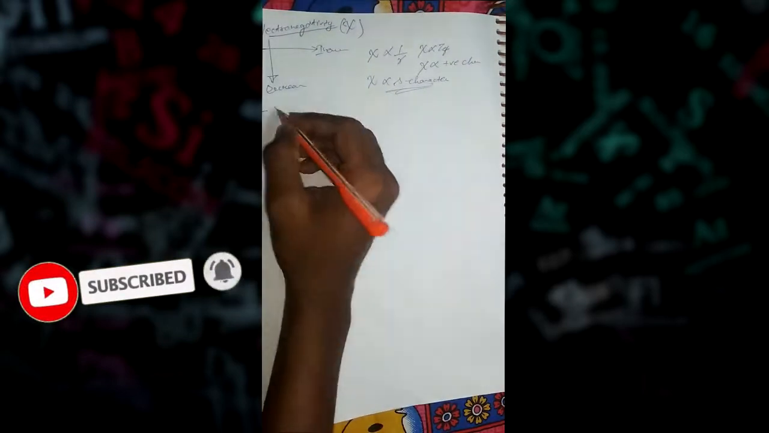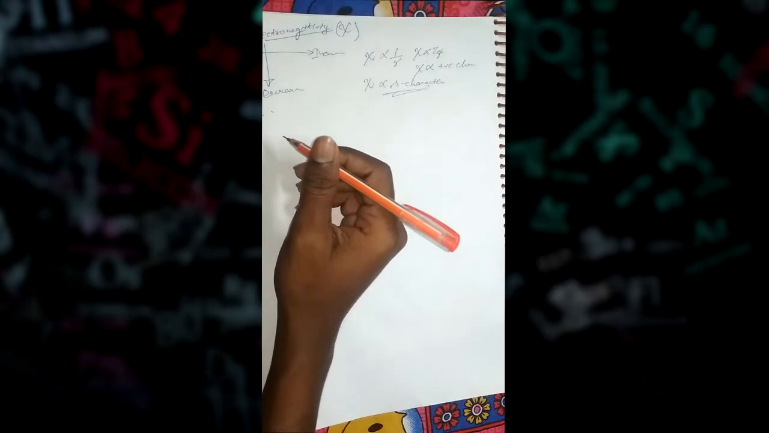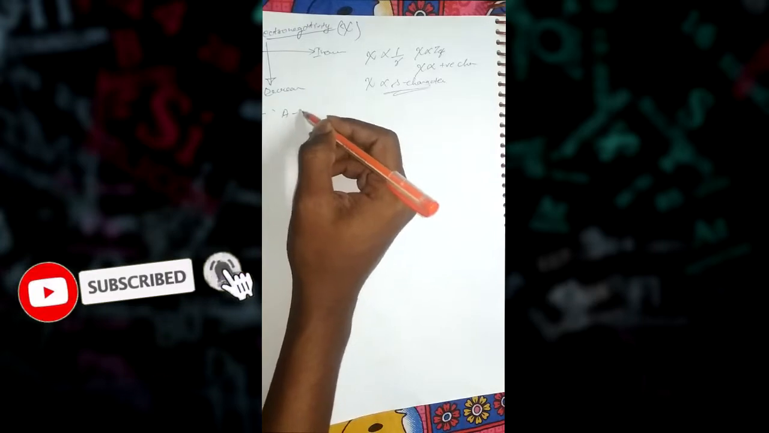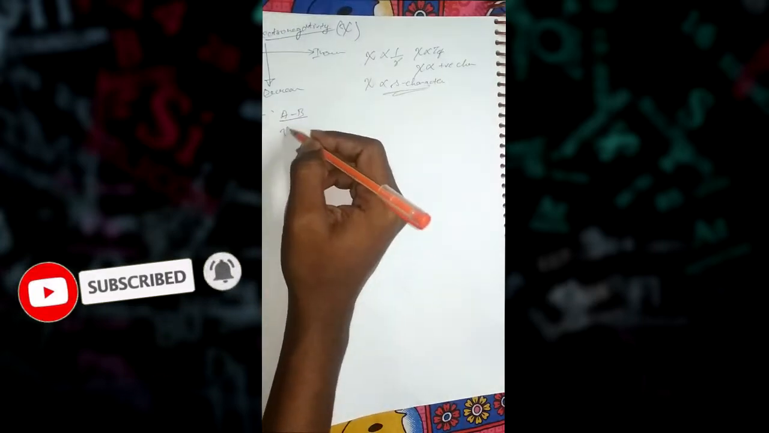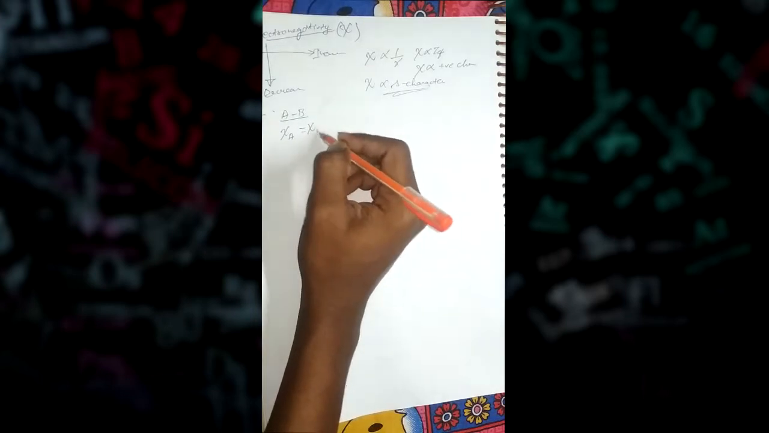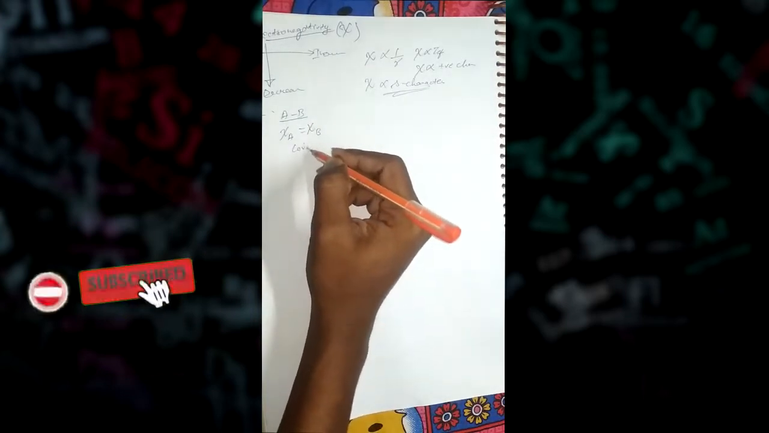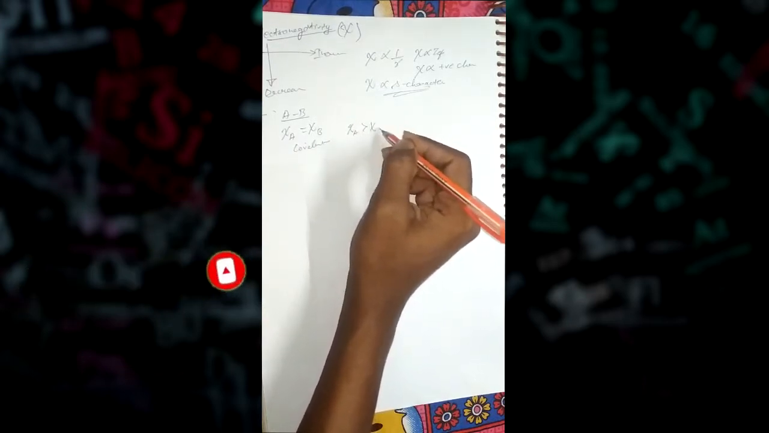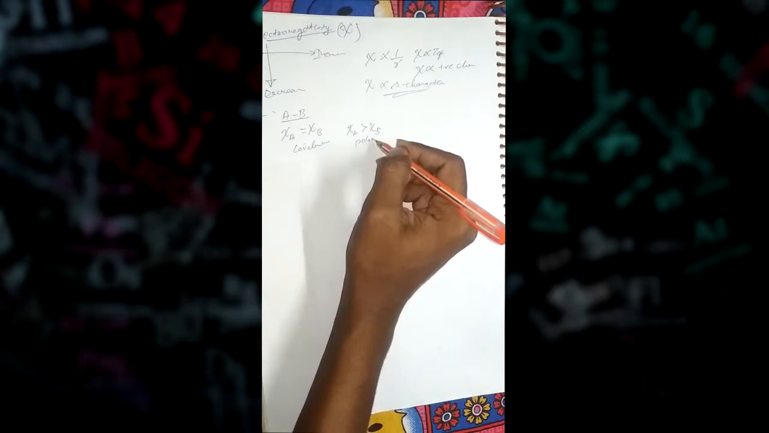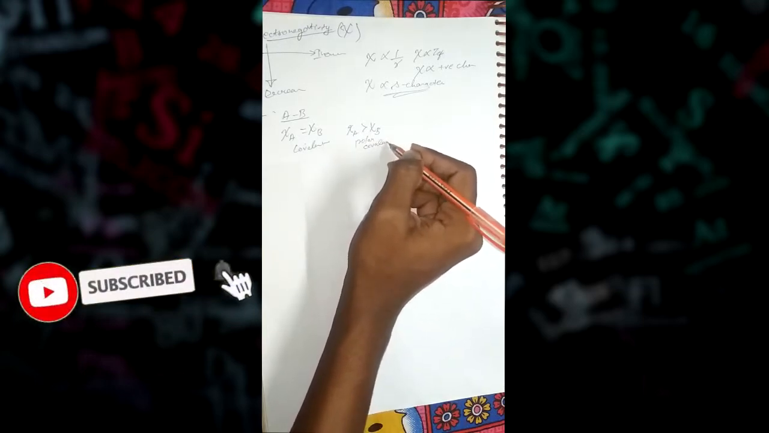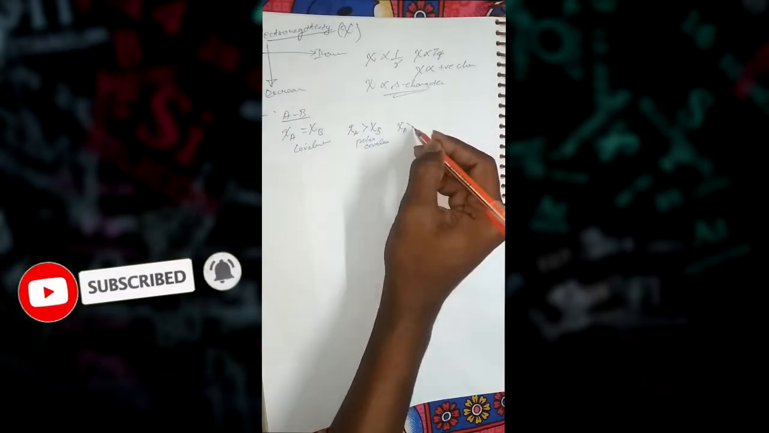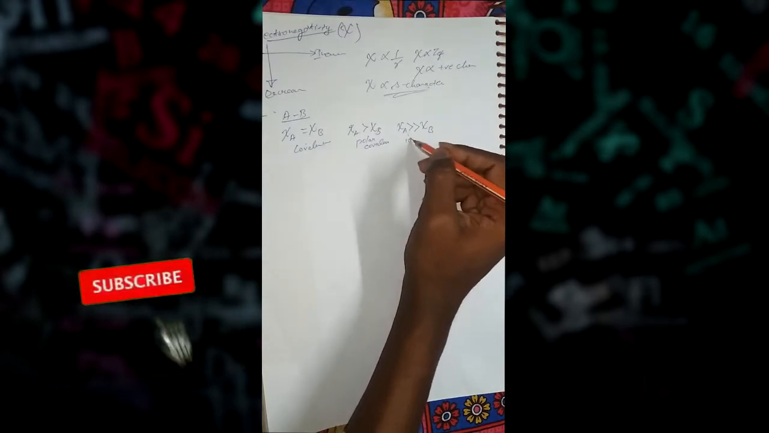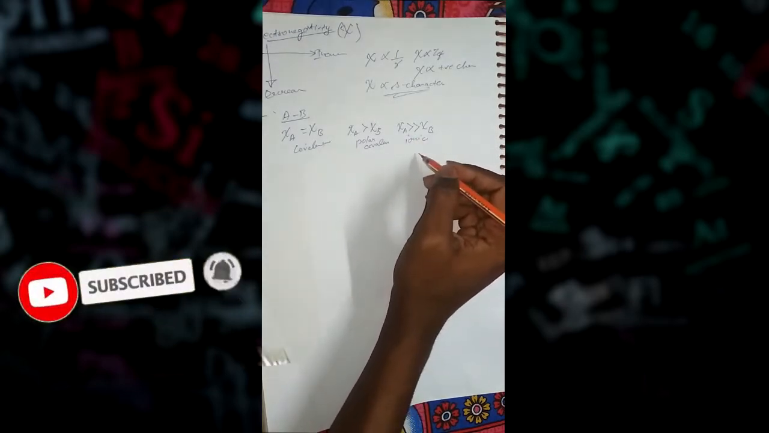Now, how to know whether a compound is ionic, covalent, or polar covalent? We look at the bond AB. If the electronegativity of A is equal to the electronegativity of B, it is known as a covalent bond. If the electronegativity of A is greater than that of B, it is known as a polar covalent bond. And if the electronegativity of A is much greater than that of B, it is known as an ionic bond.